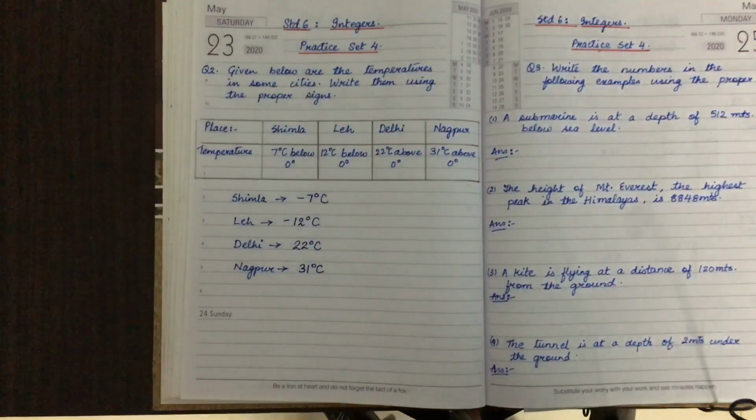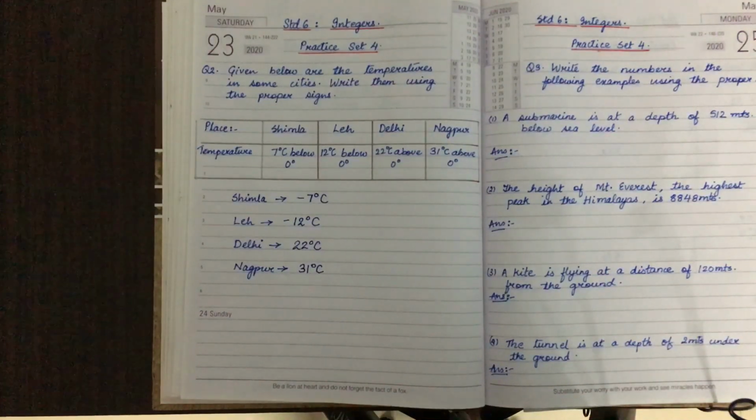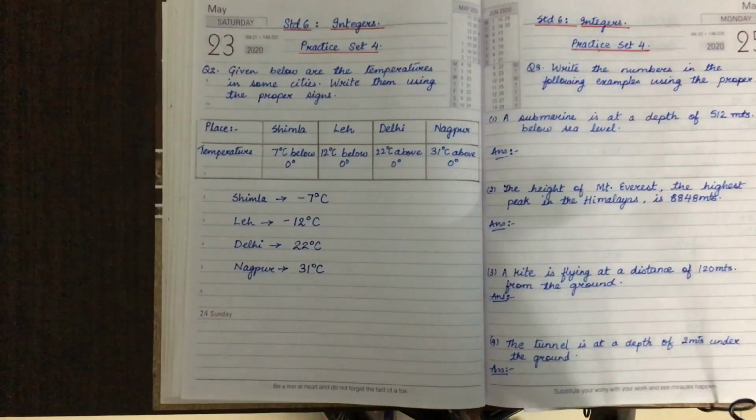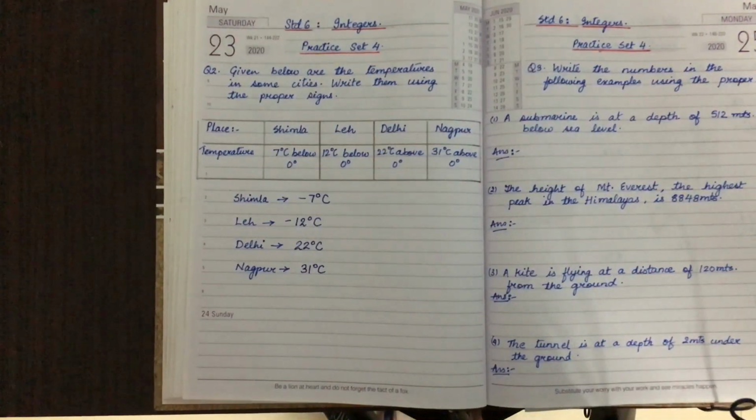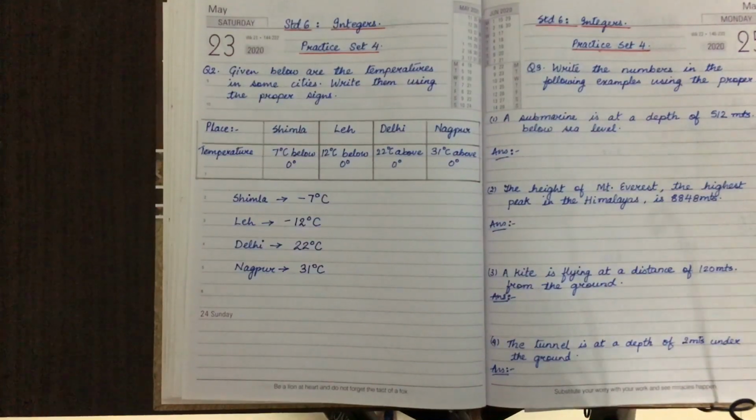So students, you can see over here how by using integers we can tell what the temperature is. We can tell whether it is very cold or very hot. For Shimla and Leh we have written the temperature as -7 degrees Celsius and -12 degrees Celsius, which means that it is very cold. And for Delhi and Nagpur we have used positive integers, which means the temperature is warm or it might even be hot. So I would like you to copy this down. You can pause the video and then copy it down.